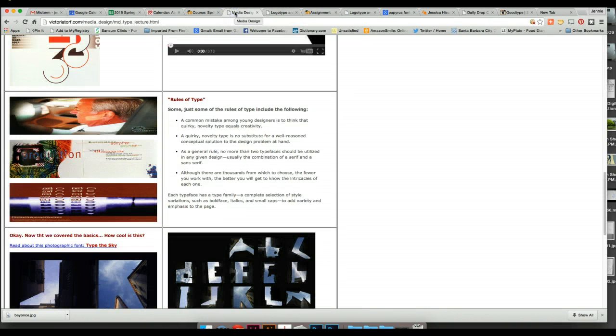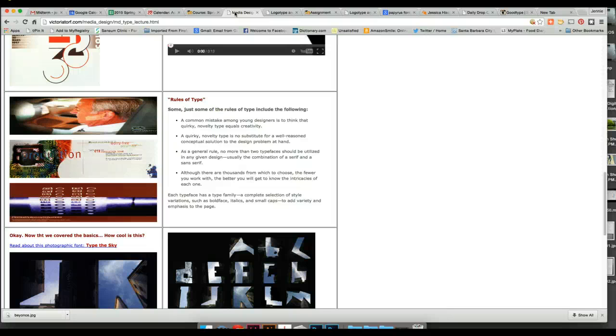Okay, so don't look completely amateur. Be careful with the choices that you're making with the fonts, okay? Quirky novelty type is no substitute for a well-reasoned conceptual solution to the design problem at hand. So this can go back to what you were saying, Liam, like why isn't Arial okay? Well, maybe Arial would be fine. Maybe Arial is a better option than Comic Sans because you're doing a really simple document that needs to be read well, okay? So in that case, that could work.